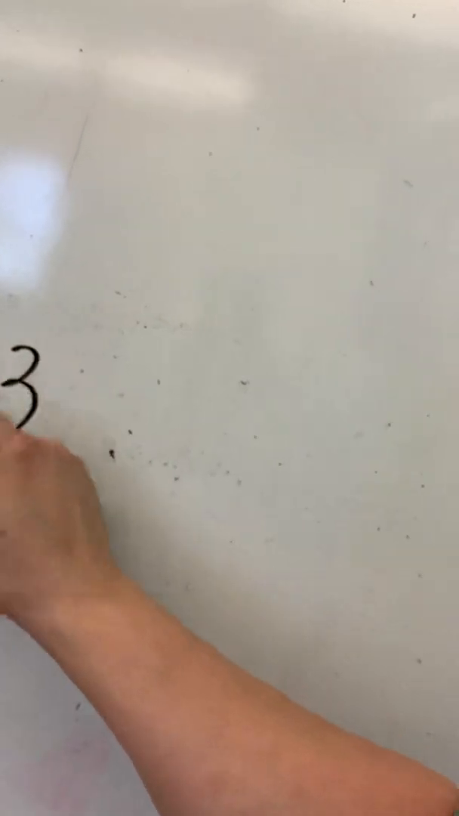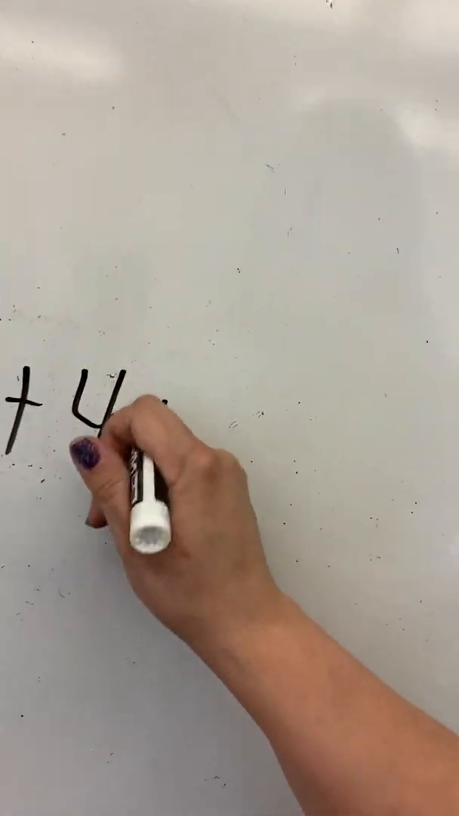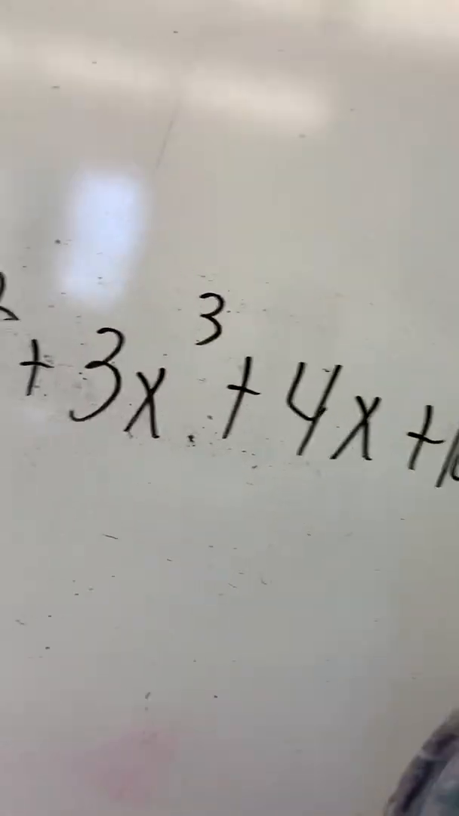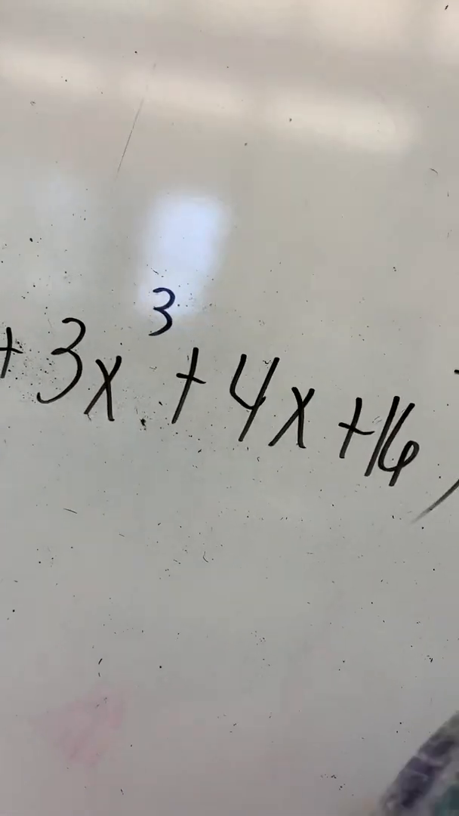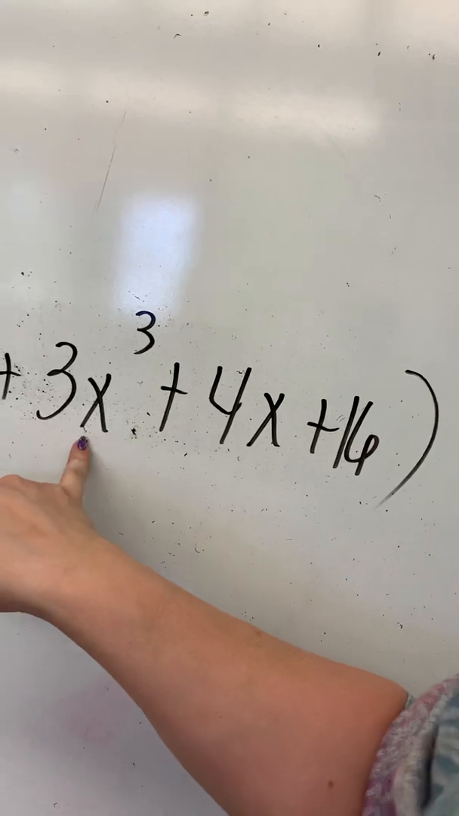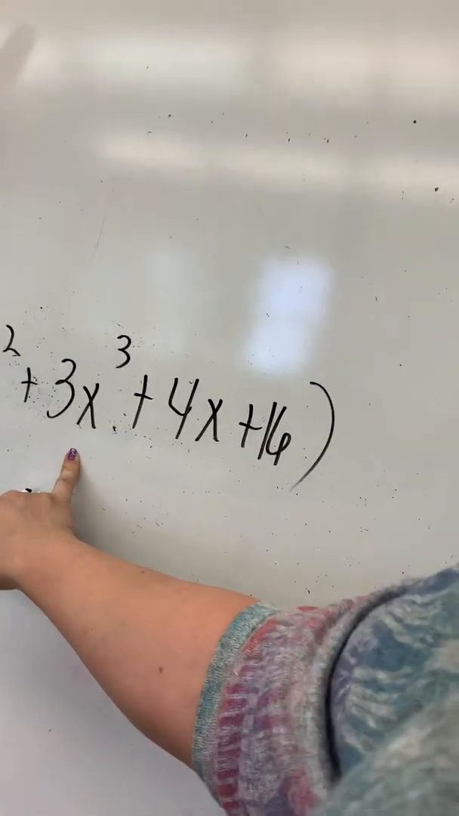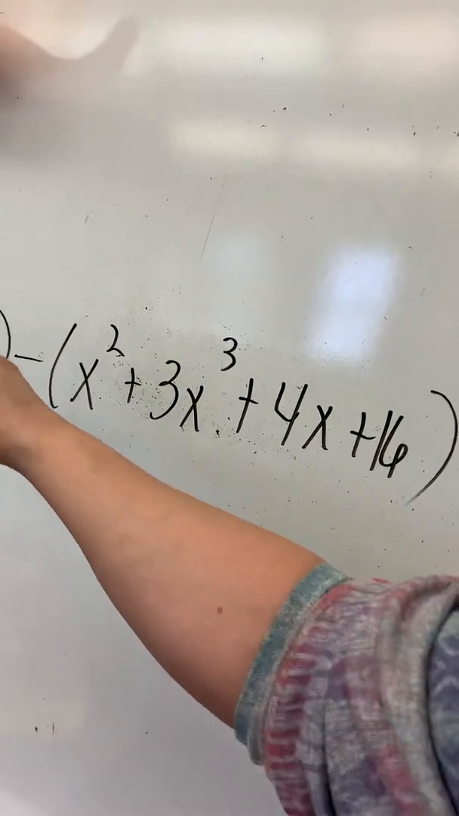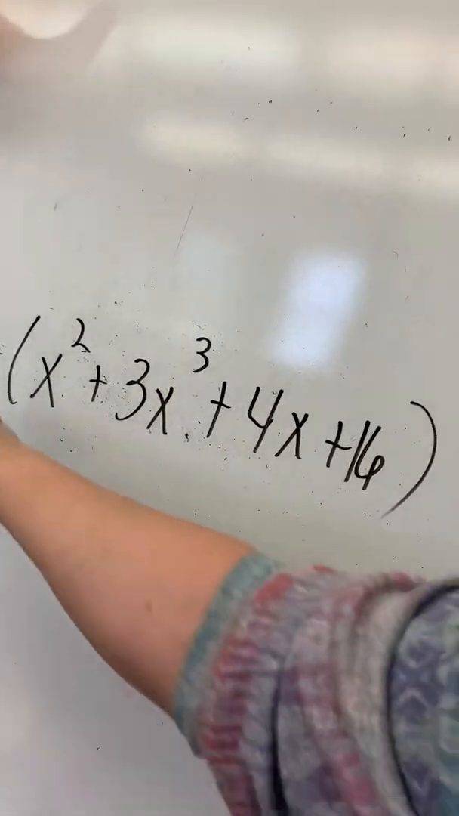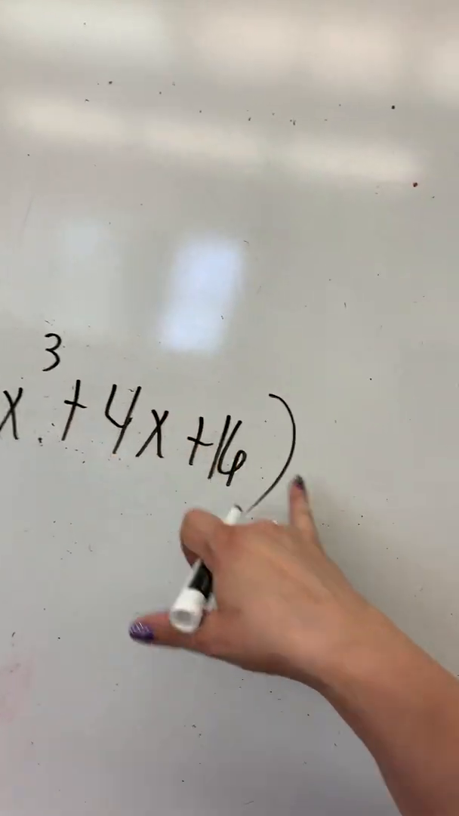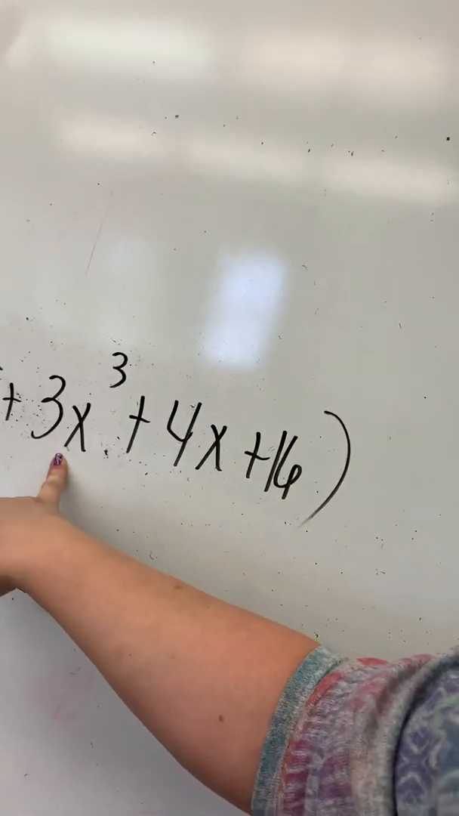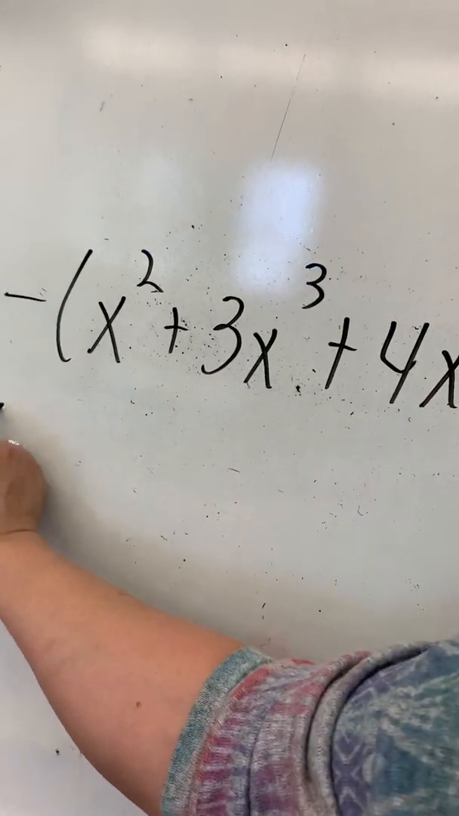So let's do a subtraction real quick. Let's say I have 2x plus 11 minus x squared plus 3x cubed plus 4x plus 16. My x cubed, that's the highest power, right? So that's what I'm looking at. I look for my highest powers. X cubed is my highest power. Is there anything for me to combine it with? No. But make sure you're taking that negative all the way through. So we got a negative 3x cubed.